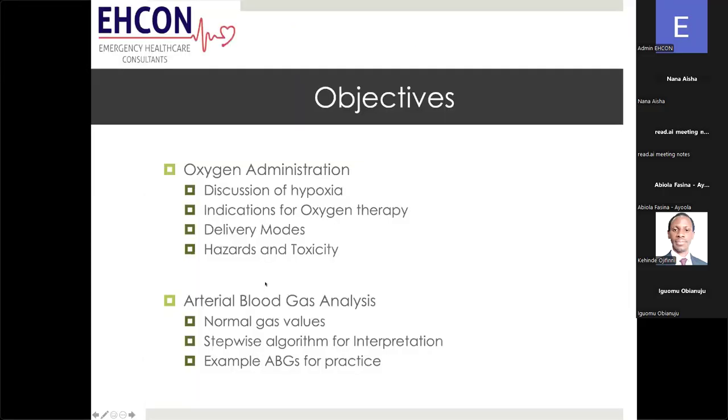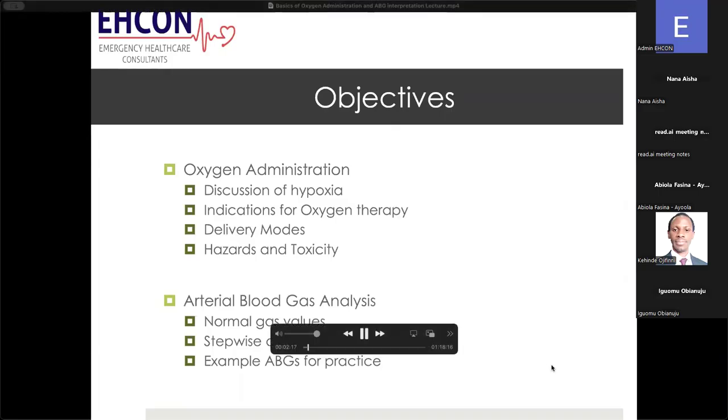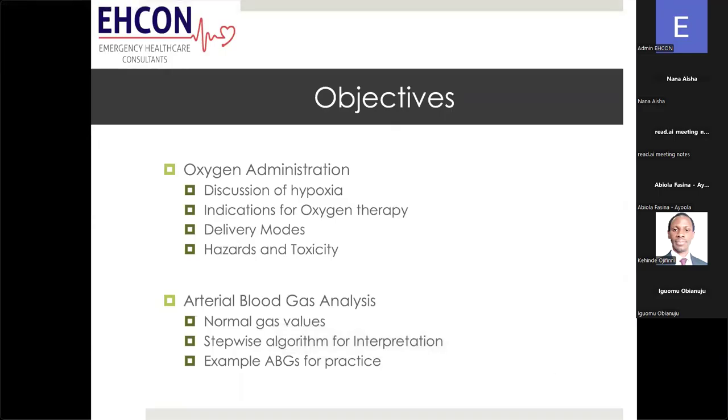So to review the objectives, we are hoping today to cover the following things. We're going to be discussing hypoxia, indications for oxygen therapy, various delivery modes that are available, the hazards of oxygen therapy, arterial blood gas analysis, including a review of normal values, a stepwise algorithm for interpretation, and then we'll have a few example ABGs to practice with the method that I am going to show you today. Let's go ahead and get right into the course.